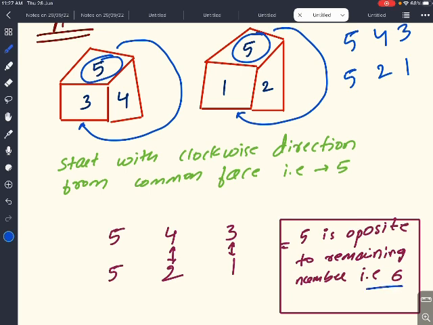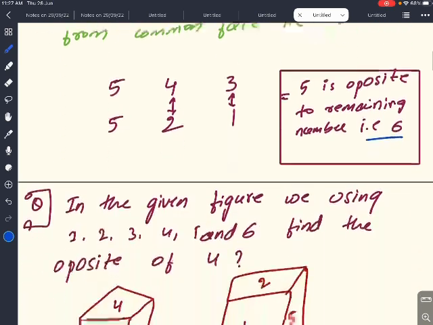One face is common. One thing to remember: start with the common number. Whichever number is common, start with that number and move in the clockwise direction. Write 5, 4, 3. Below that, for the second dice, write 5, 2, 1. 3 is opposite to 1, 4 is opposite to 2, 5 is opposite to 6.